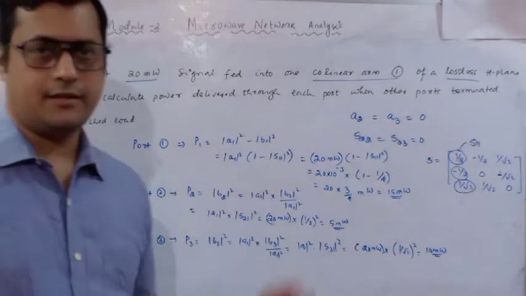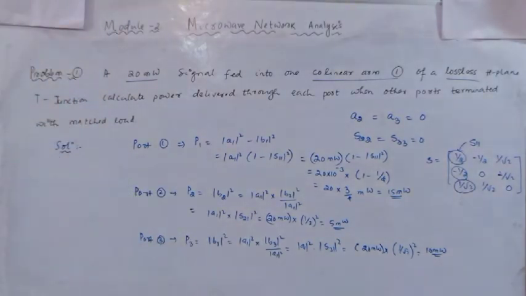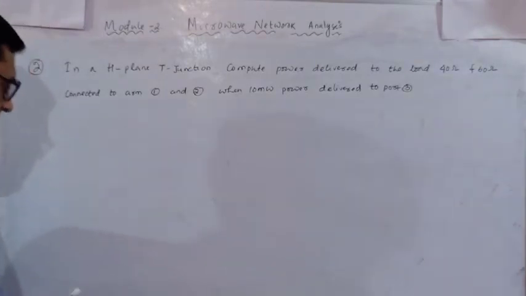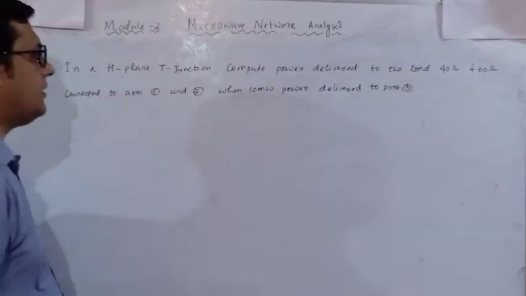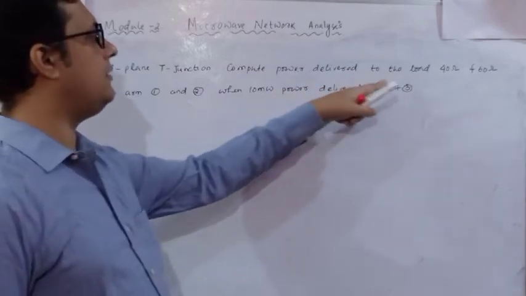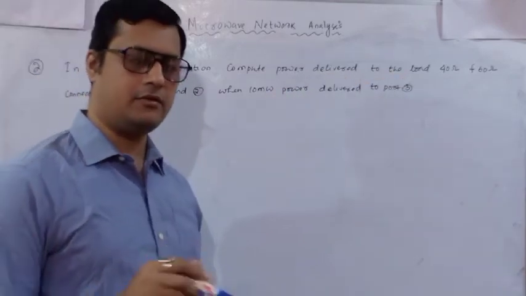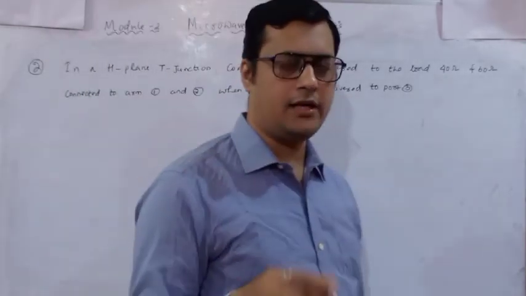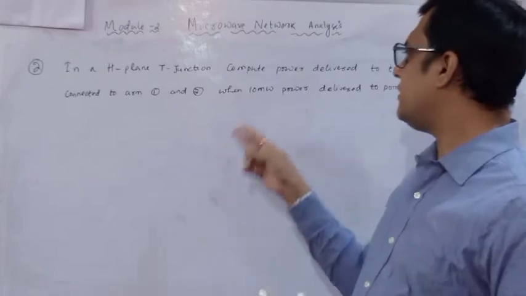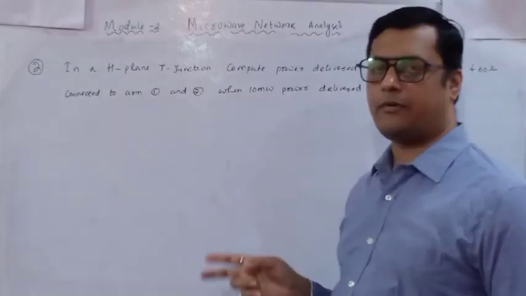Now we will take one more question. Okay, so this is one more question, similar to the same question, but here in an H-plane T junction we have to compute the power delivered to the load. Power delivered to the loads of 40 ohm and 60 ohm, which are connected to port 1 and port 2, when 10 milliwatt of power is provided at port 3.